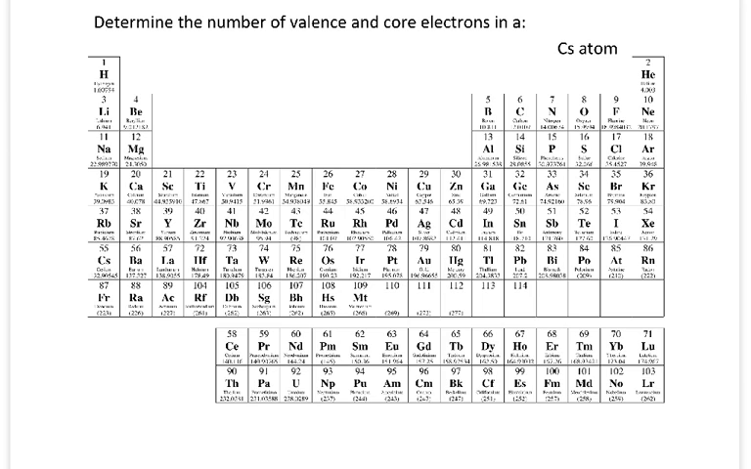Okay, in this problem, we're asked how many valence and core electrons there are in a cesium atom. I could write out the electron configuration, but the easiest thing to do is just see what column it's in. So cesium is right here. It's in the first column, so cesium has 1 valence electron. Cesium has a total of 55 electrons. 1 of them is valence, so the rest are core. So cesium has 54 core electrons.